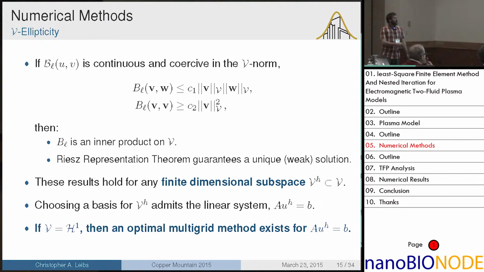As well, we know that for any finite dimensional subspace, V super H there, this is going to hold, and choosing a basis then gives us our linear system. So the punchline down here at the bottom is that if that space V ends up being H1, then we know there exists an optimal multigrid solver, and these linear systems A that are produced at each Newton step are going to be solvable with a multigrid method.